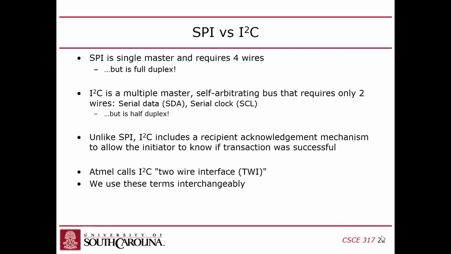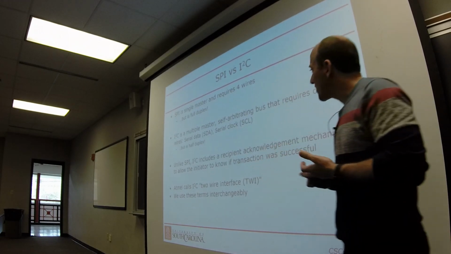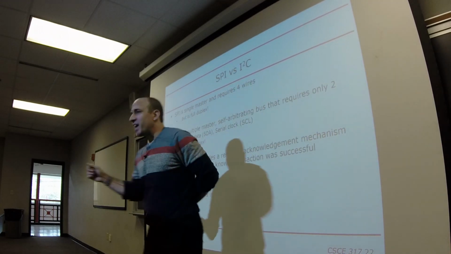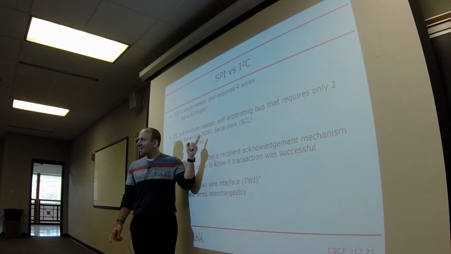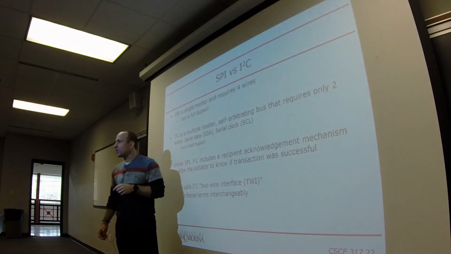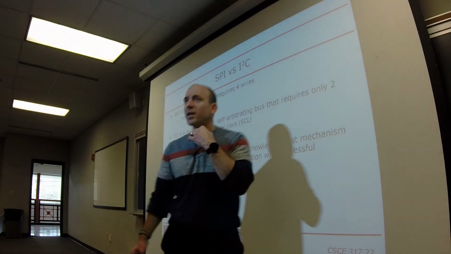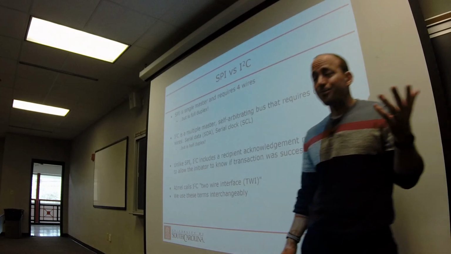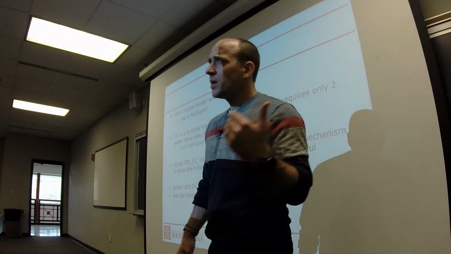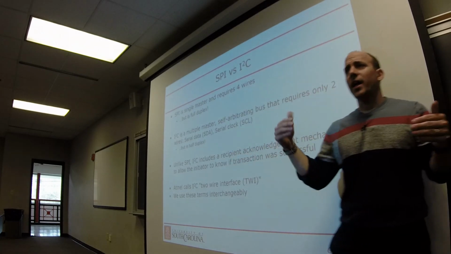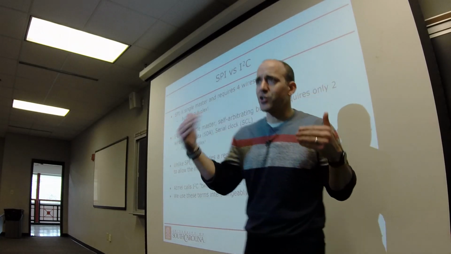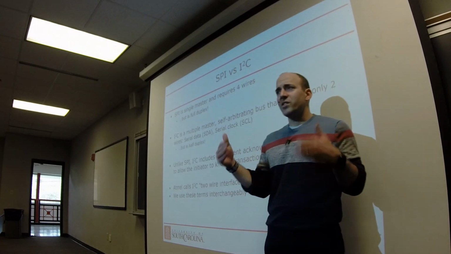I2C is multiple master, which allows anyone on the bus to take mastership, and it only requires 2 wires as opposed to 4. The wires are called SDA and SCL. SDA is short for serial data, and SCL is short for serial clock. So one's data, one's clock. There's no slave select because it's self-arbitrating. You basically have a shared connection, and whoever wants mastership tries to take control over those pins. So it's self-arbitrating.